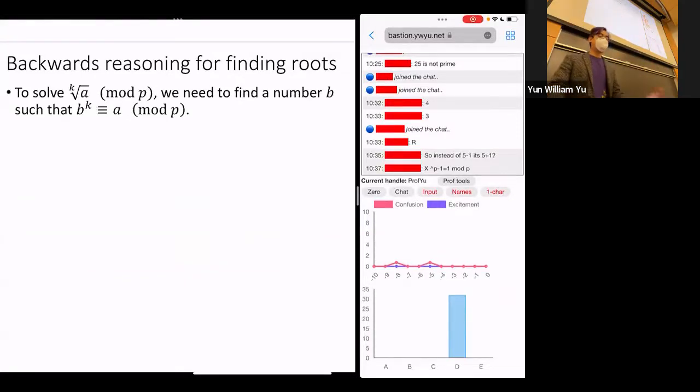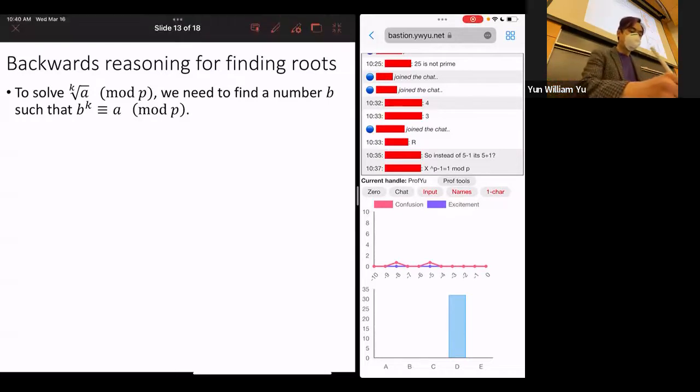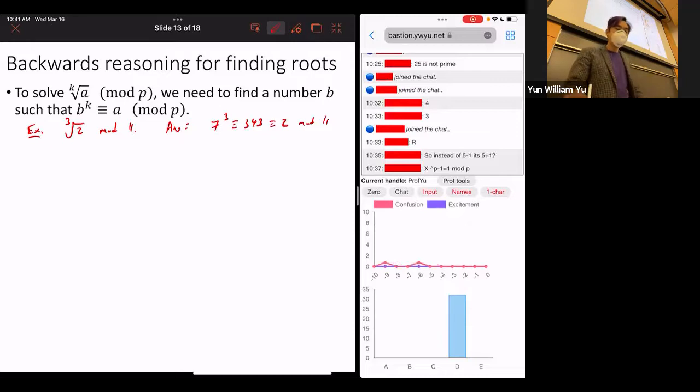So to solve the kth root of A mod P, we need to find a number B such that B to the K is congruent to A mod P, right? Well, that's just the basic problem setup. So for example, the cube root of 2 mod 11, well, the answer, if we knew the right answer. So if you wrote out all the powers tables, you could just get this by staring at it. 7 cubed is congruent to 343, which is congruent to 2 mod 11. Okay, so if I wrote out the entire powers tables, you could just look at it to find a number B such that B to the K is congruent to A.